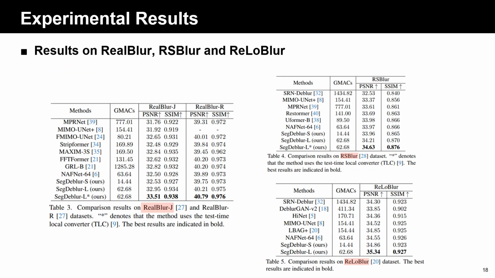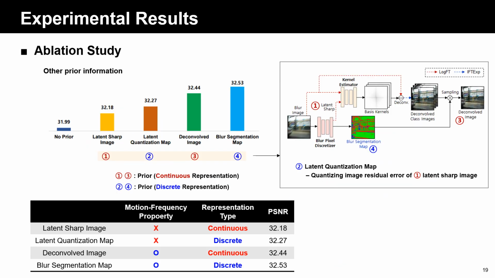In this slide, we demonstrate the effectiveness of our method in realistic benchmarks like RealBlur, RSBlur, and ReloBlur. The results show that our method outperforms the other methods. In particular, our efficient model, SegDeblur-S, has performance comparable to that of the larger model, like NAFNet 64. So, our method is up to 4 times more computationally efficient in RealBlur and RSBlur, and 10 times more efficient for ReloBlur.